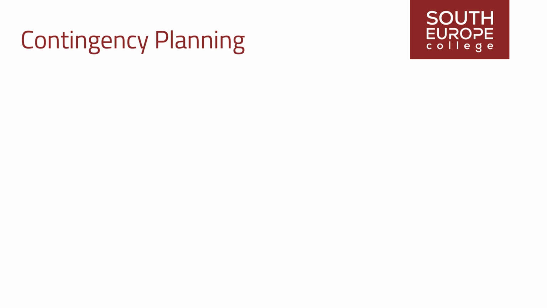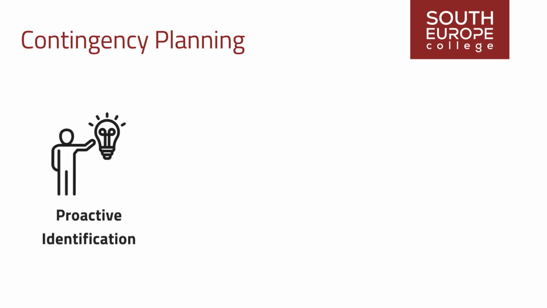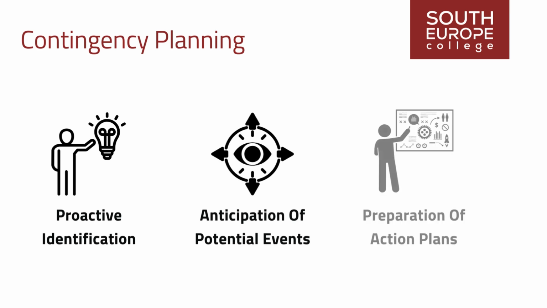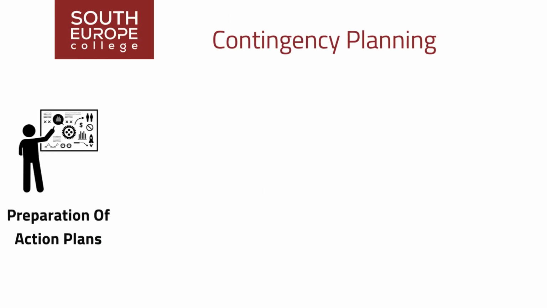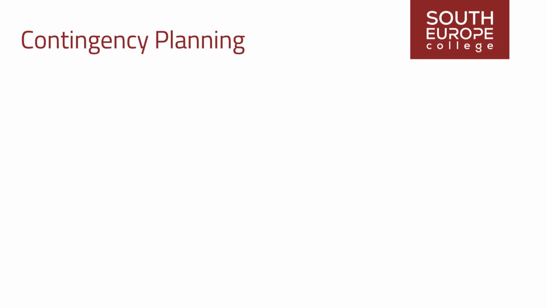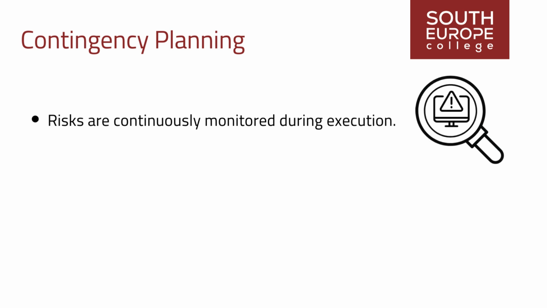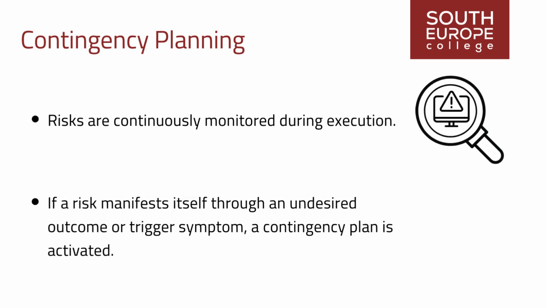Contingency planning involves proactive identification of risks, anticipation of potential events, and preparation of action plans to effectively manage them. While adhering to the initial project plan, risks are continuously monitored during execution. If a risk manifests itself through an undesired outcome or trigger symptom, a contingency plan is activated.